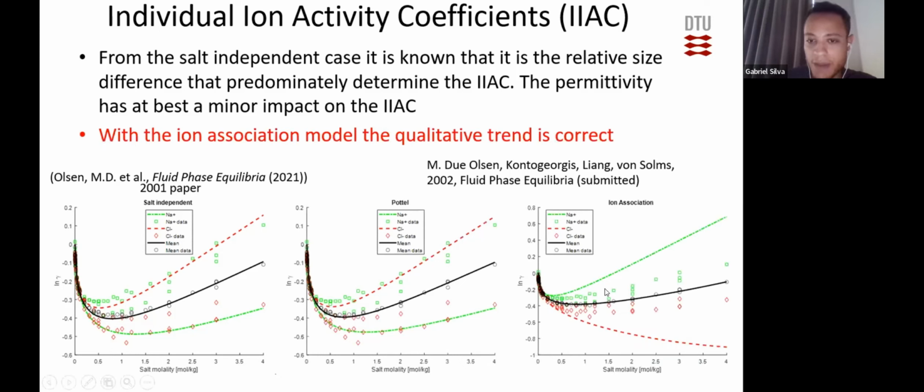So here is capturing a correct trend using ECPA, but just by changing the relative permittivity model. When we use the ion association model for the relative permittivity, which is a model developed by Maribo-Mogensen, you can capture the correct trends of individual ionic activity coefficients. Here you can see that for sodium, the results are higher than the chloride results. And only by using the ion association model was it possible to capture the correct trend when comparing to the polyol and the salt-independent models.